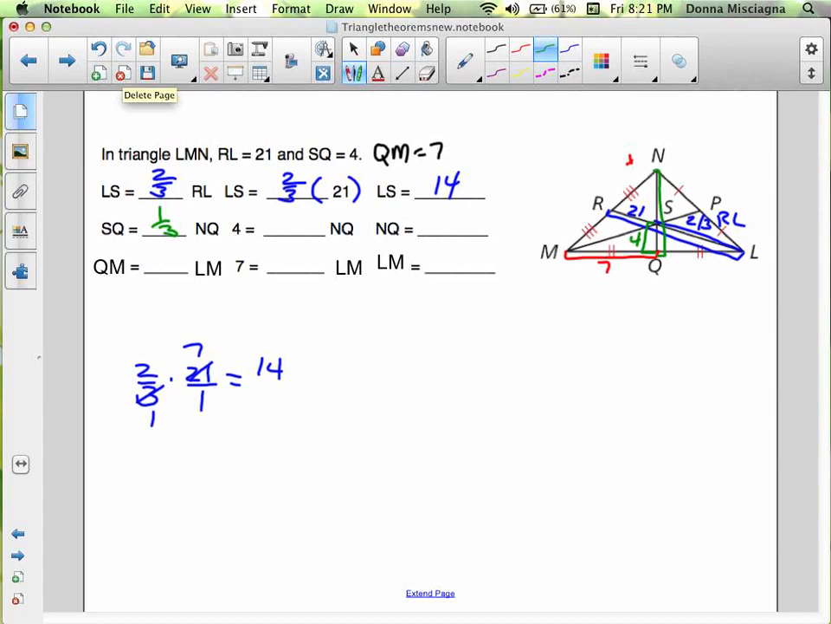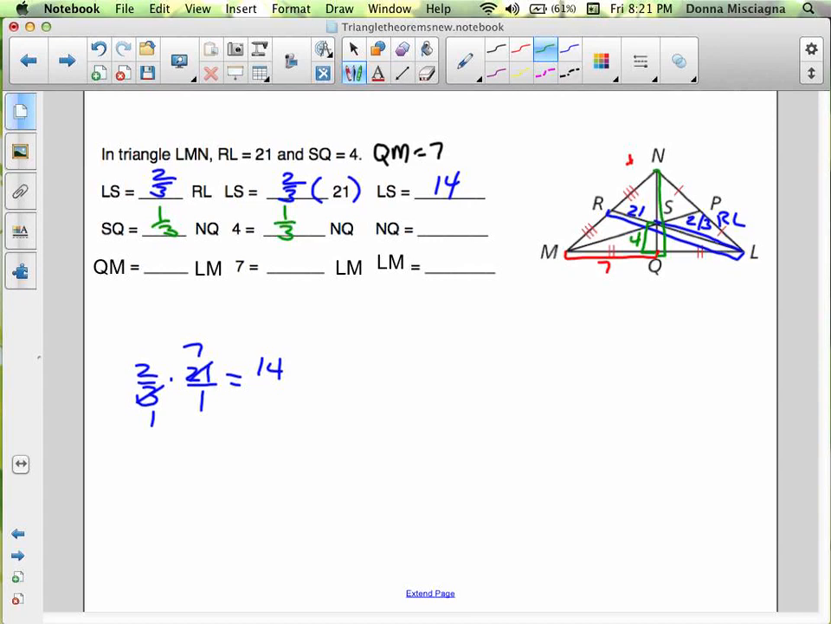This time we know SQ and we don't know NQ. If I didn't have an equation already written up here that's fill in the blank, I would actually have written 3SQ equals NQ, because I like to have what I'm looking for isolated. But this equation works perfectly well. And you use whatever you prefer.